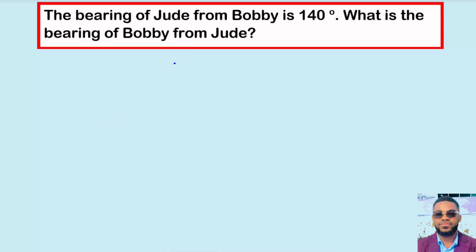First of all, let's get the bearing of Jude from Bobby. That is given as 140 degrees, so we can easily get that one here. So we have our north pole here. Remember that we are always moving in the clockwise direction from the north. Here's 90. If you move to this point, that's going to be 180. That means this bearing will fall in the second quadrant, so we're going to get our 140 degrees here.